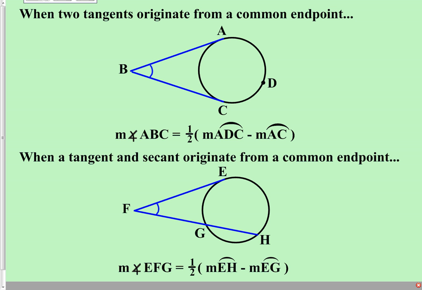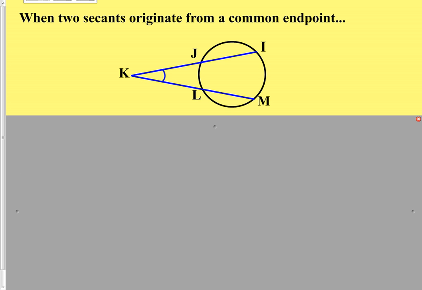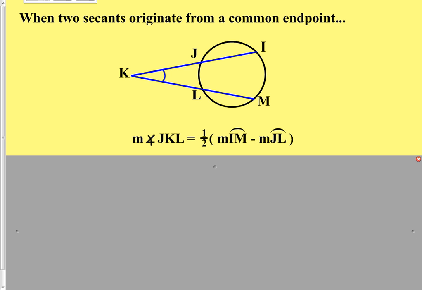And there's one other specific that this rule will apply to, and that will be when two secants originate from a common endpoint. Okay, so two secants originating from a common endpoint and coming towards our circle might look something like that. And again, we'll look at more information on the secants soon. But for now, we're still looking at the angle and arc relationships. And in this particular case, the rule still applies.